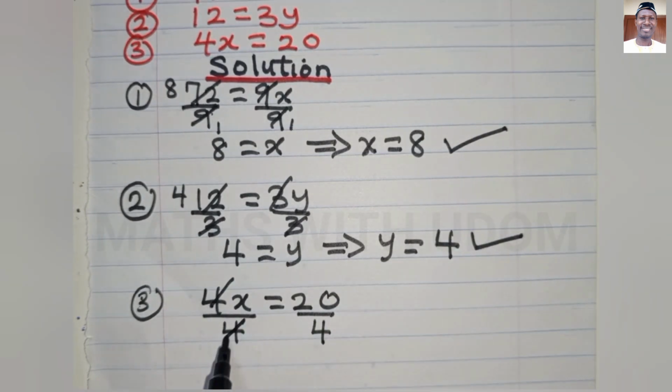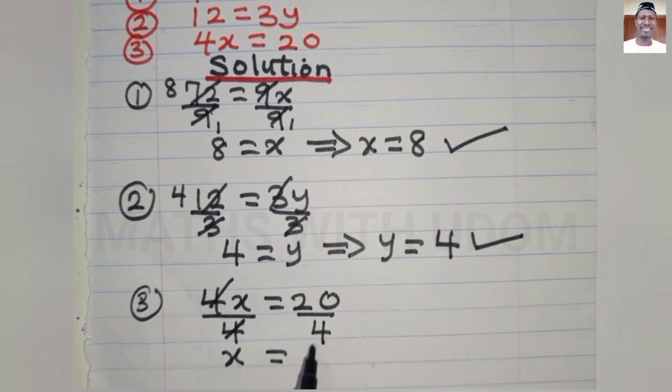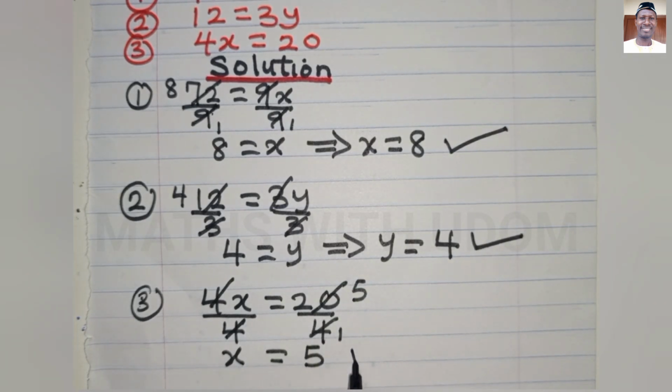So 4 cancels 4. We are left with x equals 20 divided by 4, which is equal to 5. That is 4 here 1, 4 here 5. Therefore, x is equal to 5. And this is our correct answer.